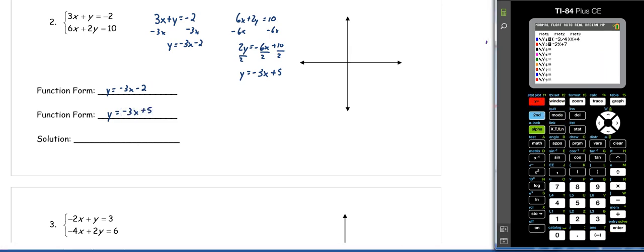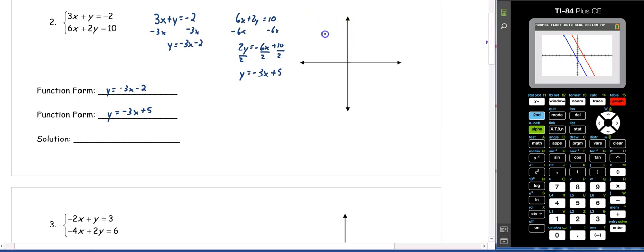In our calculator, we're going to hit y equals and enter our equations. We have negative 3x minus 2 and negative 3x plus 5. We're going to hit graph. Notice that our lines are parallel. In this case, all we have to do is draw our picture. And then remember what happens when we have parallel lines. They're never going to intersect. So in this case, we would have no solution. Remember, this is one of our special cases.